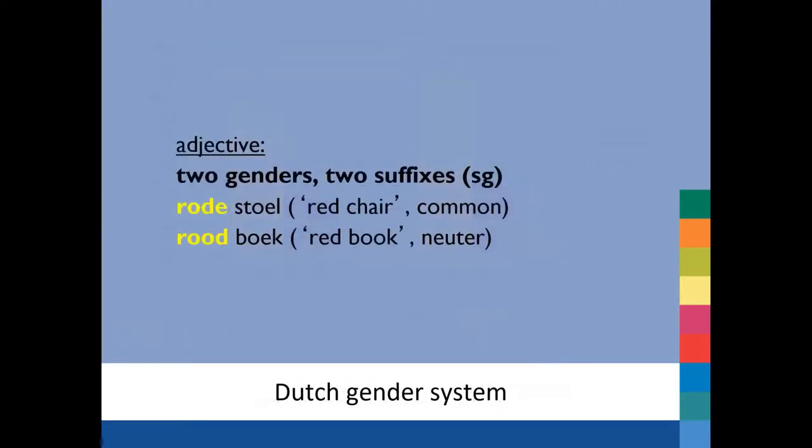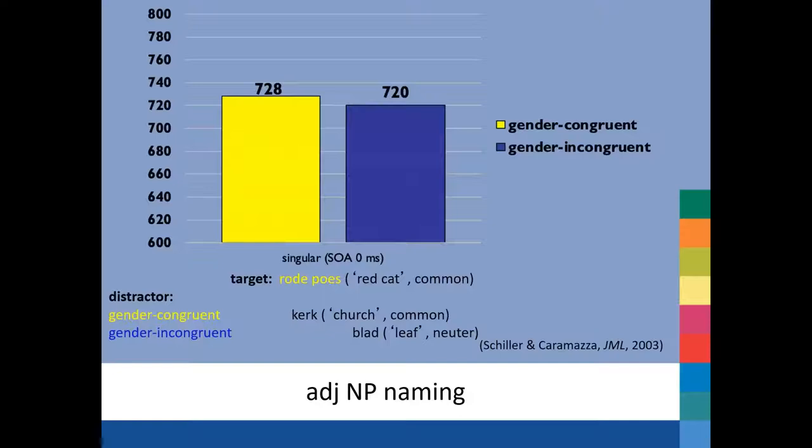Okay, now adjectives. Schiefer found in his original paper that the effect was also there when people had to produce an adjective and a noun. So adjectives are also inflected for gender in Dutch. So you have, for example, rode stoel, red chair, versus rood boek, red book. Okay. So when Schiefer used these two conditions, he found that the effect was also there. We tried this as well, and we did not find the effect.